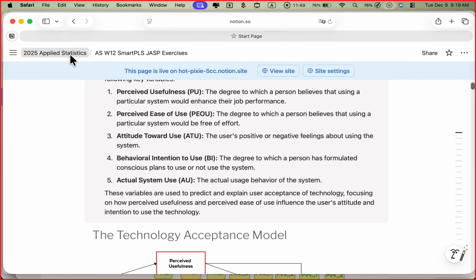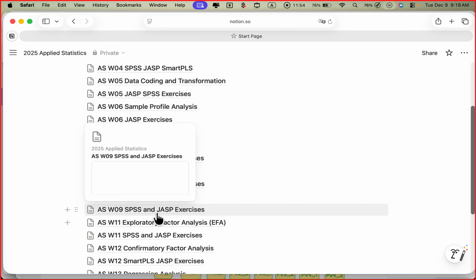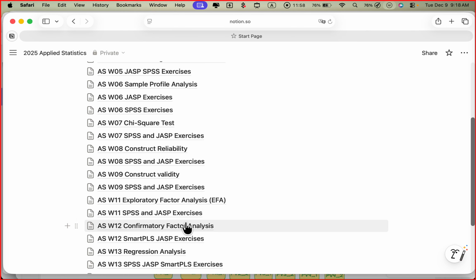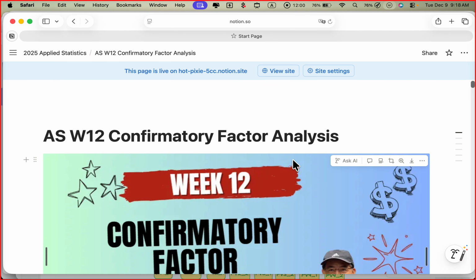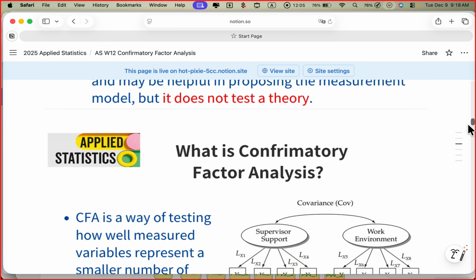How to interpret this result? If you don't remember anything, you just move back to the material. I guess it's for the CFA, right? Just move to the material of week 12, CFA here. Right. Scroll down.